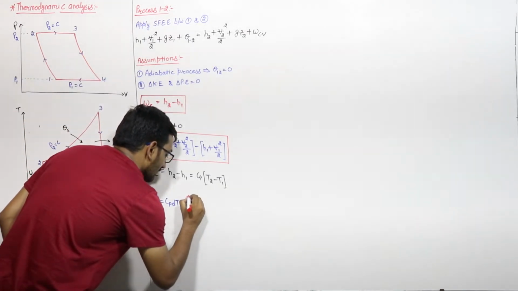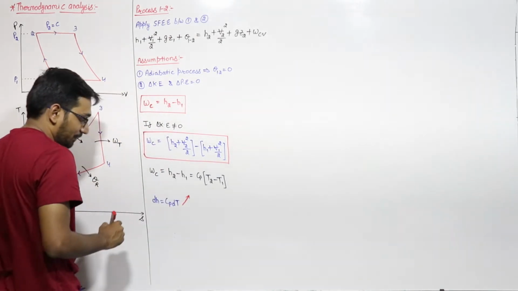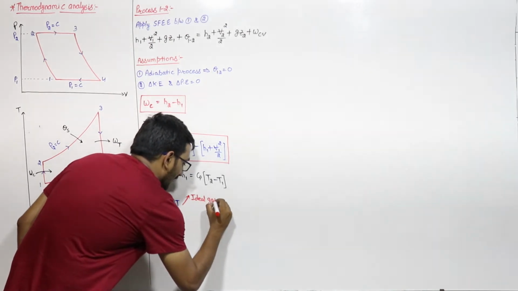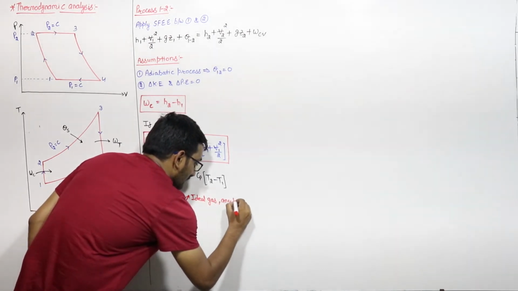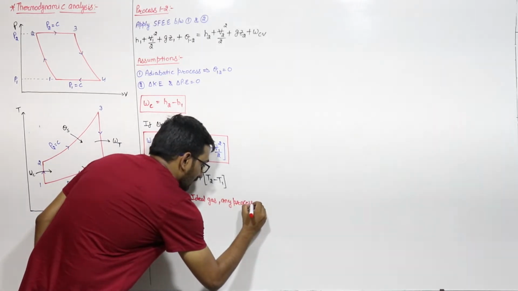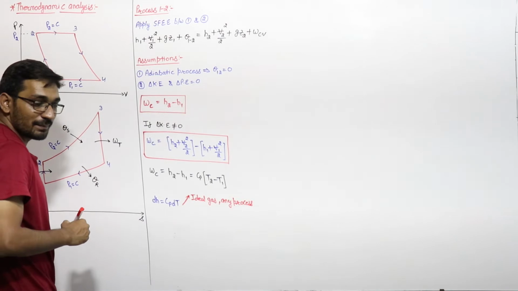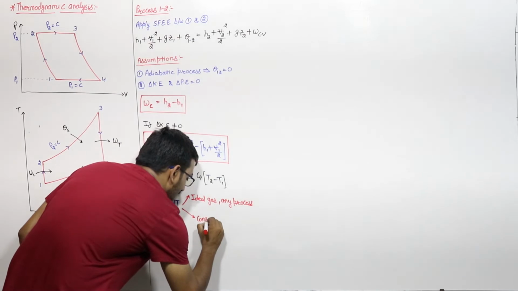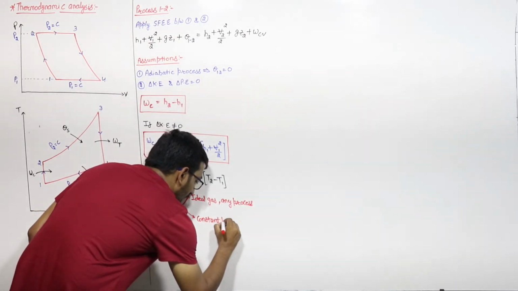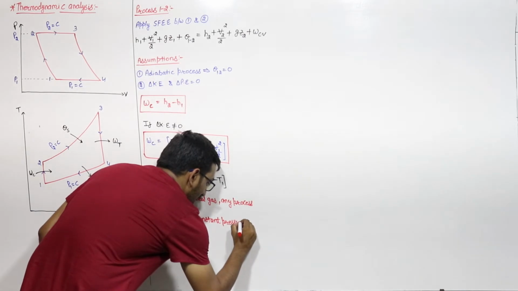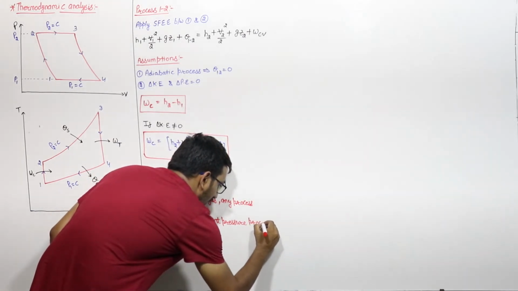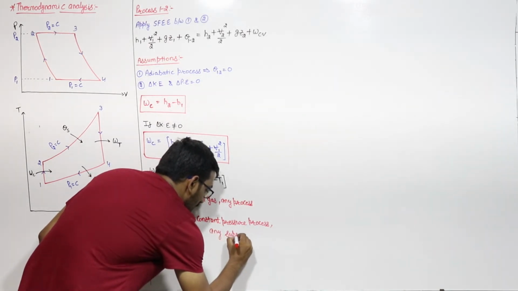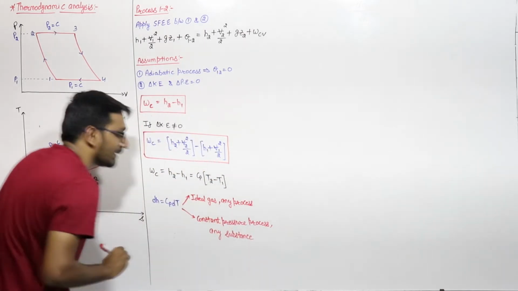First case, if it is an ideal gas, for any process you can write dH is equal to Cp dT. Second case, for a constant pressure process, for any substance, you can write dH is equal to Cp dT.